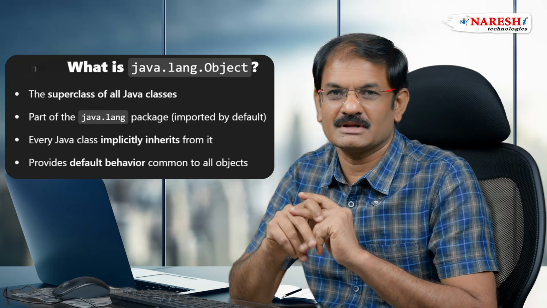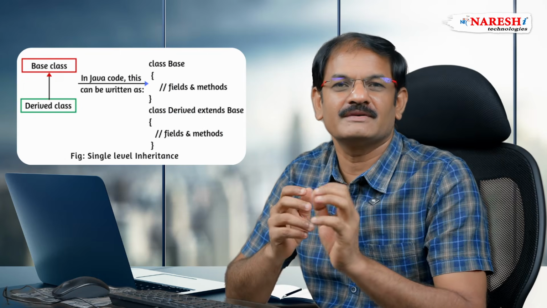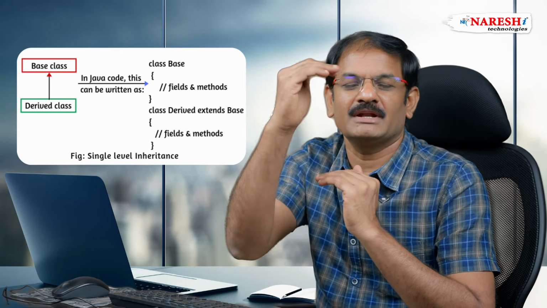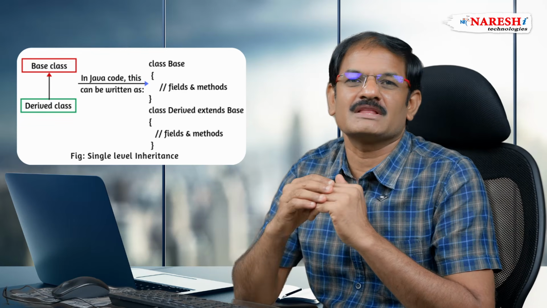Last video I explained what the java.lang.Object class is, and I asked you one question: what is the default inheritance in Java? It is single level inheritance, because if you create one class, it automatically derives from the Object class. Creating one class deriving from another class is single level inheritance. Let us go to the system and verify whether our class derives from Object class by default or not.